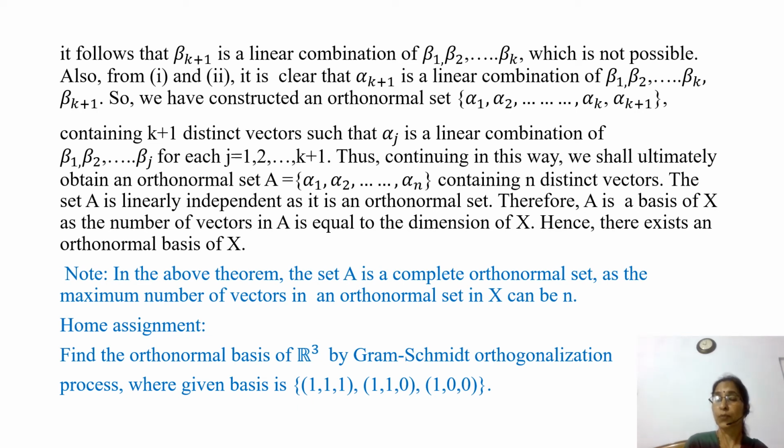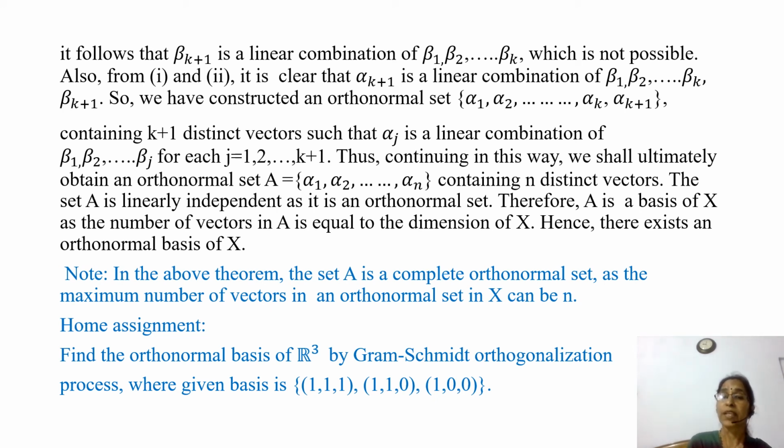We continue this process of adding one vector in each step, and continuing in this way, we shall ultimately obtain an orthonormal set A consisting of alpha 1, alpha 2 up to alpha n, containing n distinct vectors. The set A is linearly independent as it is an orthonormal set. We know that every orthonormal set is linearly independent. Therefore, A is a basis of X as the number of vectors in A is equal to the dimension of X. Hence, there exists an orthonormal basis of X.